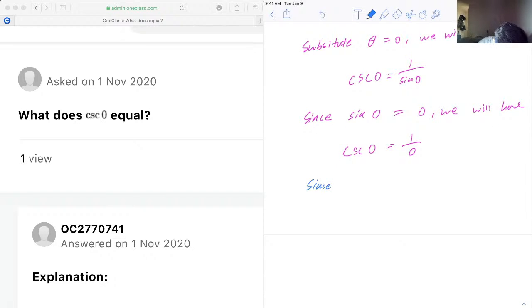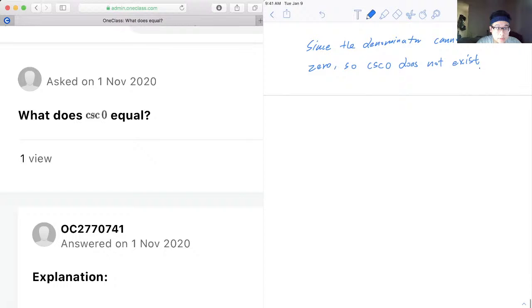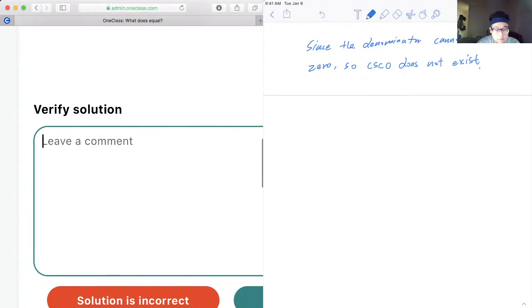Since the denominator cannot be 0, so CSC 0 does not exist. Okay, so that's all we have for this question. Let's leave a comment. Solution is correct. Well done.